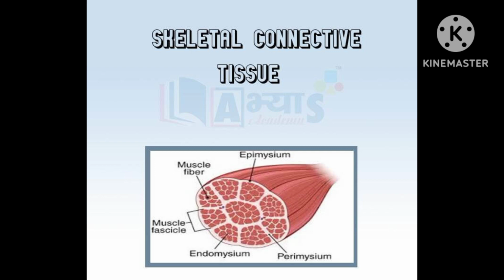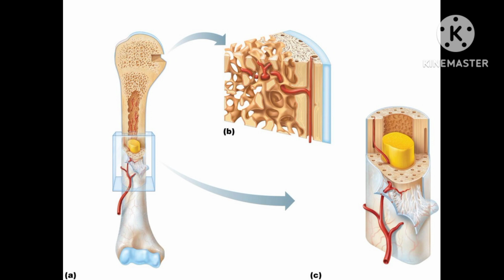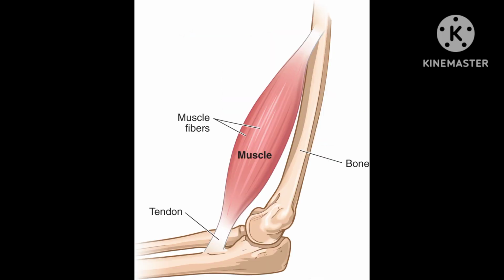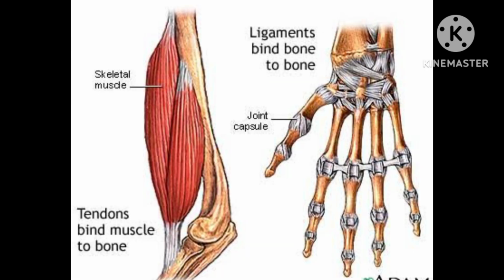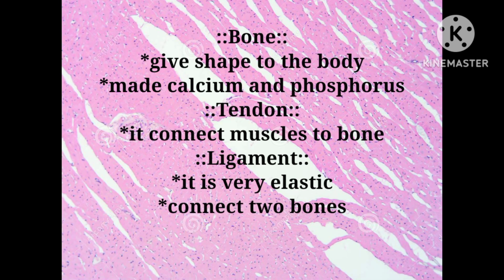Now let us talk about skeletal connective tissue. It is again subdivided into bone, tendon, ligament, cartilage, adipose, blood and lymph. We will discuss them one by one. First you have to see the pictures of bone, tendon, ligaments and cartilage also. The bone gives shape to the body. It is made of calcium and phosphorus. Tendon connects muscle to bone. Ligament is very elastic and connects two bones.